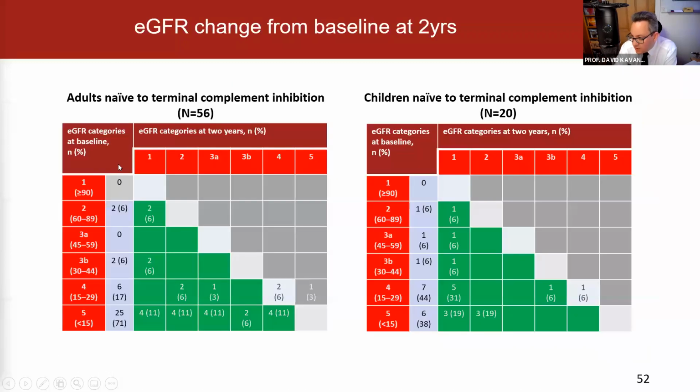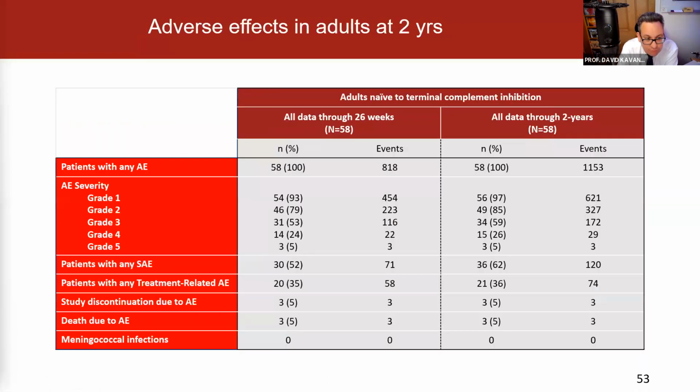And just to summarize that, these are the adults and the children. Perhaps unsurprisingly, what you can see is there was continued improvement in eGFR in those patients that started ravulizumab, and this is probably due to remodeling and resolution of ATN. Clearly, occasionally you had 1 patient that progressed with time.